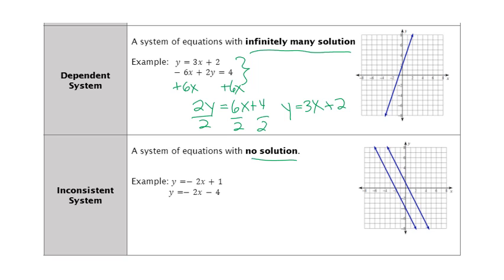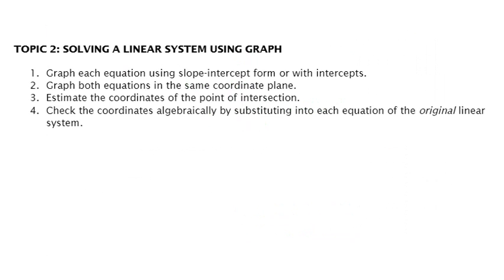An inconsistent system is one that has no solution. So if you're looking at graphing it, you might notice both of these have the same slope. When we graph it, you get parallel lines. So that would be an example of no solution. So anytime you get parallel lines, you're going to have no solution because there's no point that they intersect at all. So those are your three different scenarios you could have.